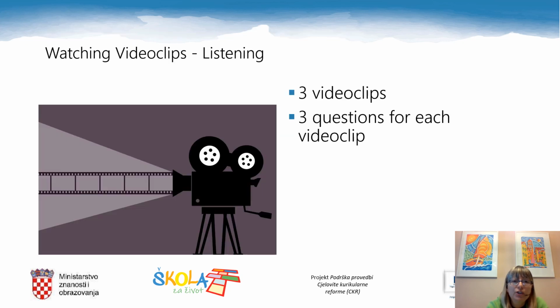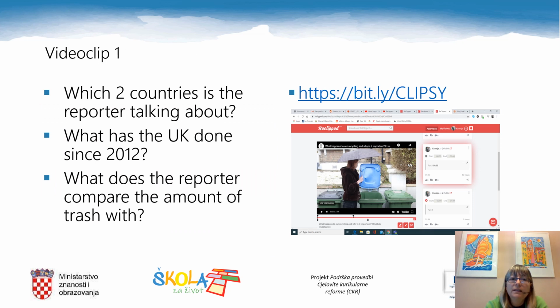Now, when we are sure about the meanings of new words, we can start with watching video clips. There are altogether 3 video clips, and for each clip you have 3 questions. Your task is to read the questions, watch the video clips carefully, and write answers in your notebooks. So, let's start with the first video clip.